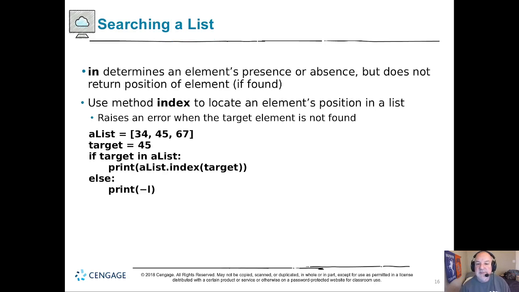All right. Now, remember we talked about the keyword in earlier. It determines an element's presence or absence, but it doesn't tell you where it was. It's just going to return true or false. That's what it does. And we've used it in for loops. We've used it in other things so far. But now we can say if target in a list, that's going to return true or false. And if it's in there, we can print it out. Otherwise, we print out -1.